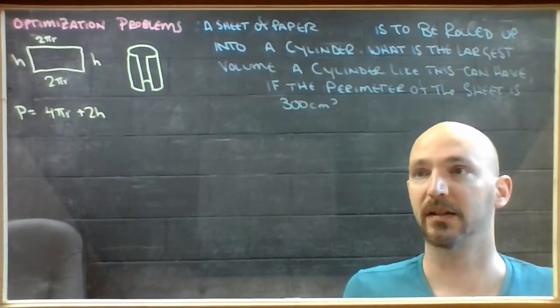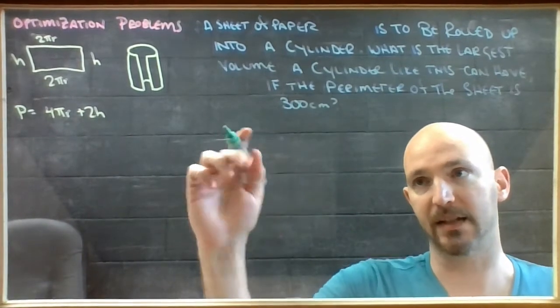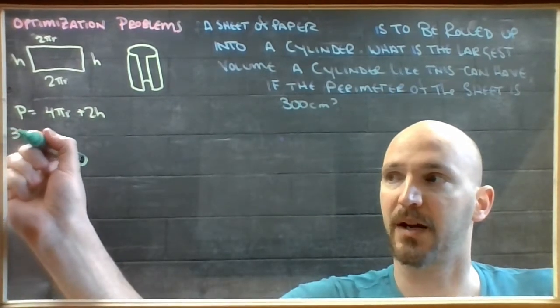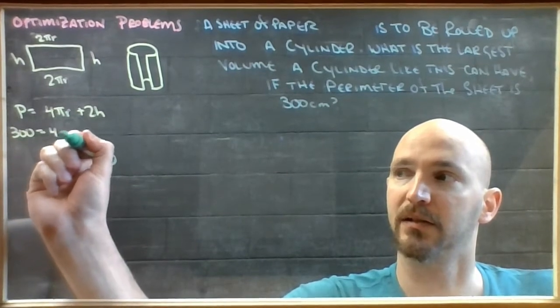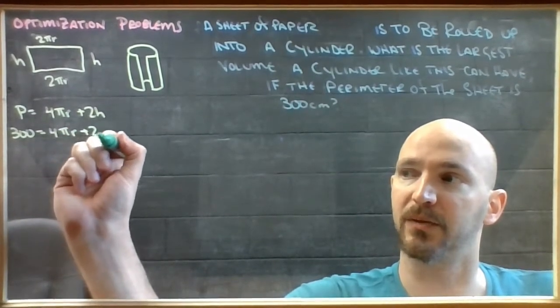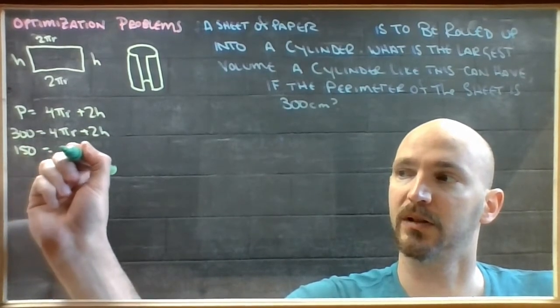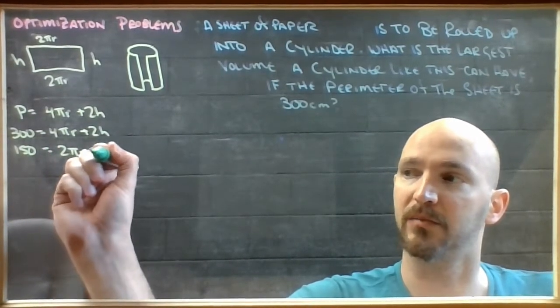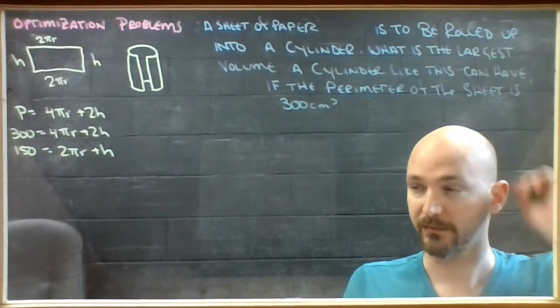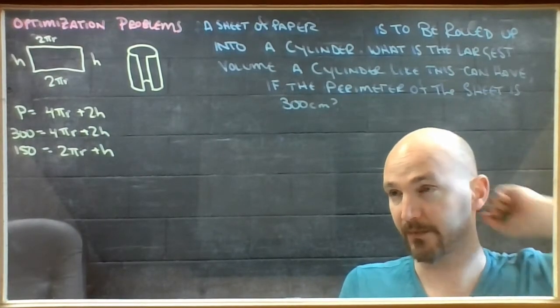So the perimeter of my piece of paper then will be 4 pi r's plus 2 h's. And allegedly it's 300 centimeters, so if I pop the 300 in there, 4 pi r plus 2h, I can divide everything by 2. It's 2 pi r plus h. I'm going to leave it like that for a minute.